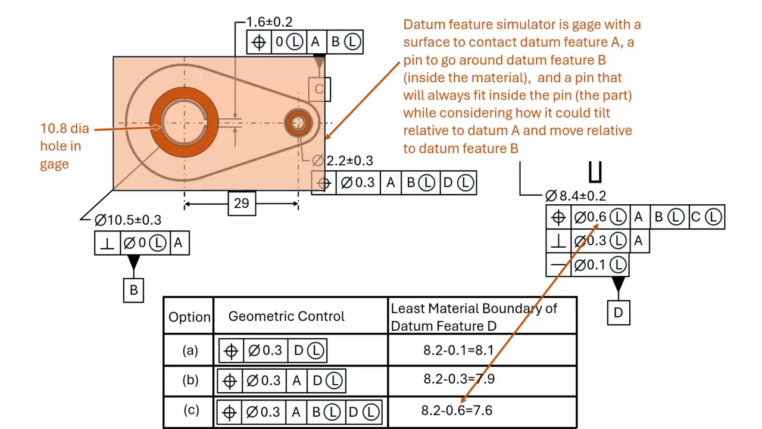We see the datum feature simulator in brown. It has a surface to contact datum feature A. Perpendicular to that surface, it has a pin to go outside datum feature B, and that means inside the material. Perpendicular to A and perfectly located to B, it has a ring that fits inside datum feature D. The LMB is equal to 8.2 minus 0.6, which equals 7.6.